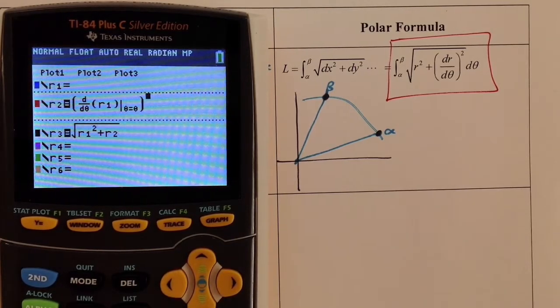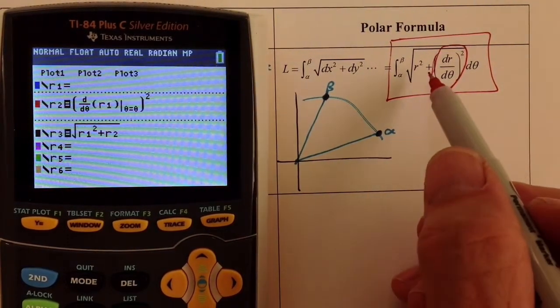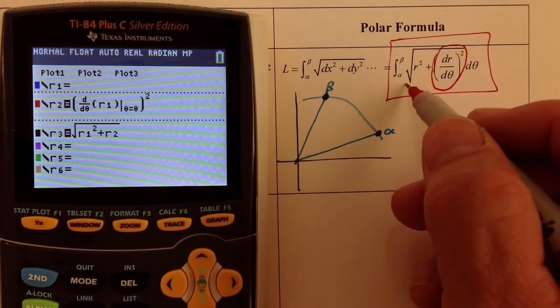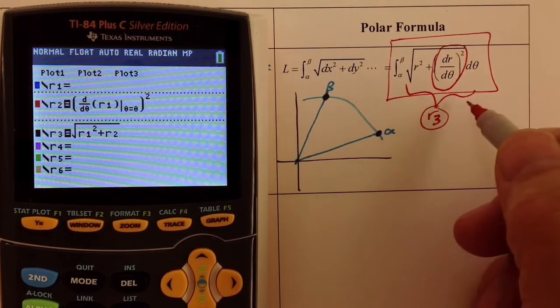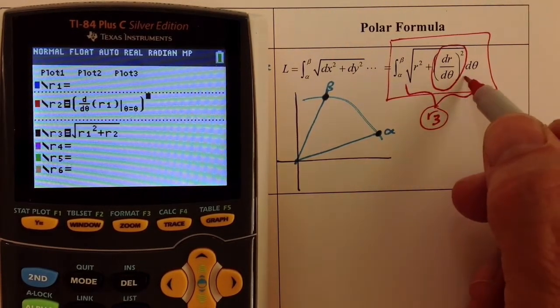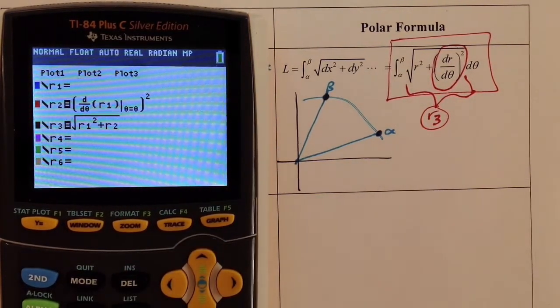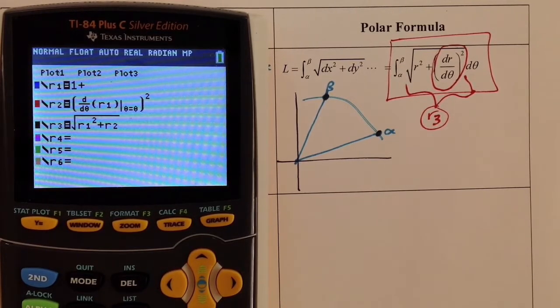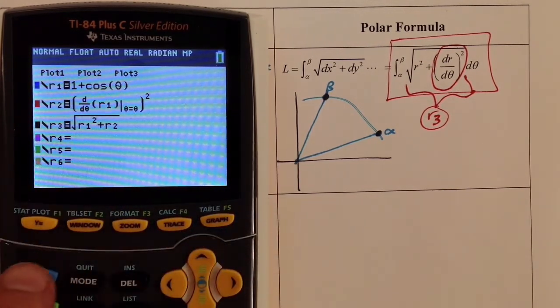So that's going to be this part of it right here, dr d theta squared. And then your r3 will actually be this guy right here. So this is your r3 on your calculator. Actually not that part, but just this part here. And then what we're going to do is define our r1. Let's just say we take that same function, r equals 1 plus cosine theta. And we're going to figure out the length of that arc on a certain interval. So pause the video until you get all this stuff plugged into your calculator.